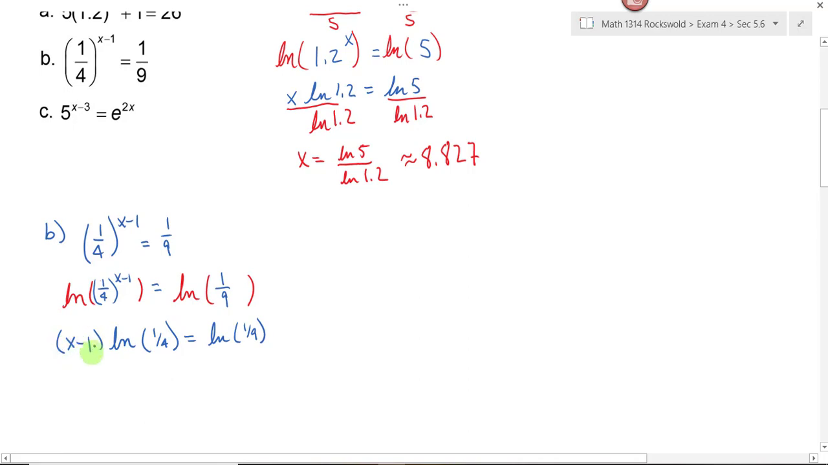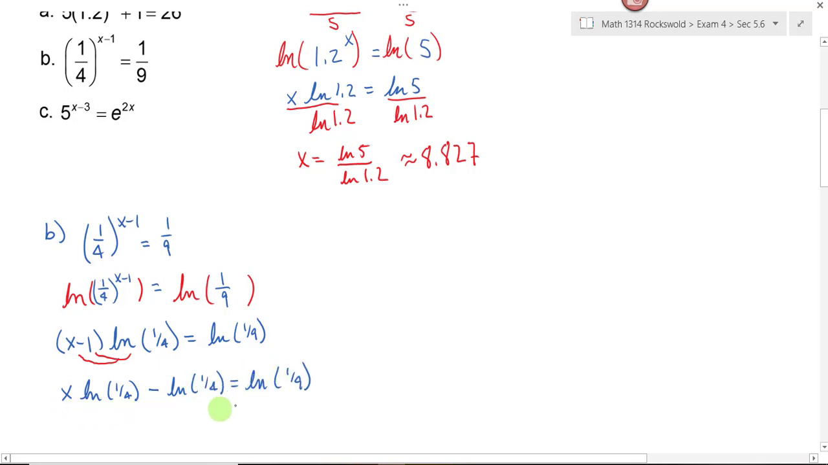Notice I put the x minus 1 in parentheses. I did that because this is x minus 1 times this quantity, the natural log of 1/4. Anytime you have a constant outside of parentheses, you need to distribute that constant. So this is going to give us x times the natural log of 1/4 minus 1 times the natural log of 1/4 equals the natural log of 1/9.